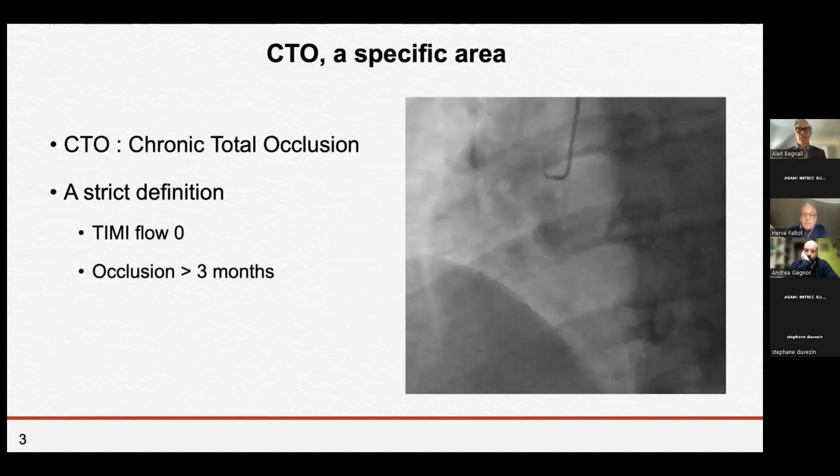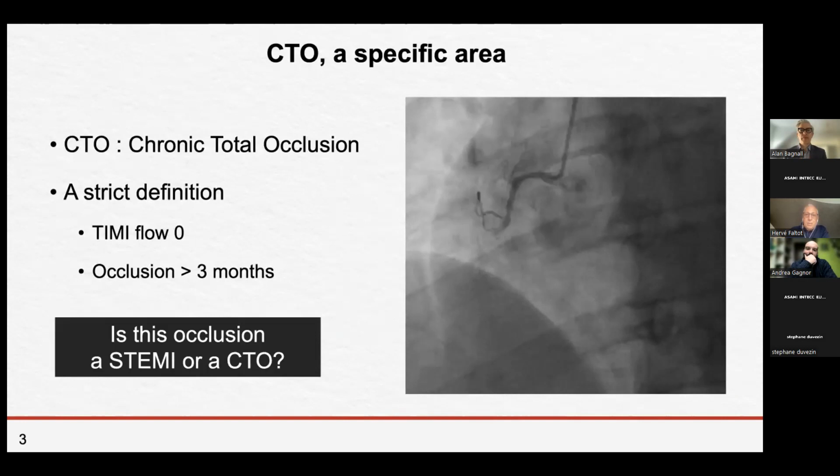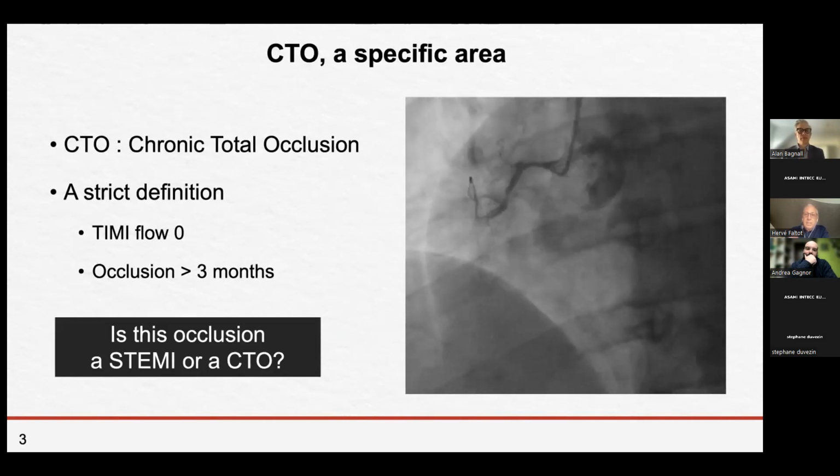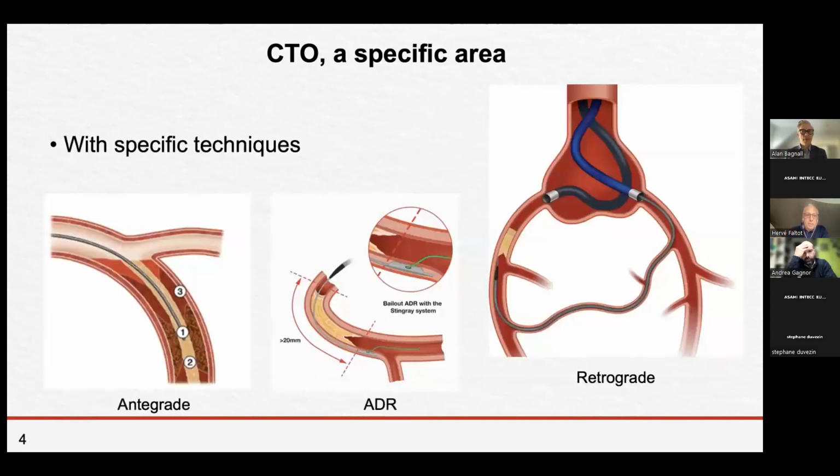To begin the session, I would like to specify that the CTO is a very specific area. CTO, chronic total occlusion, has a strict definition: no flow, a TIMI flow 0, with an occlusion that dates back at least 3 months. Sometimes you can have this kind of image in your run. And if it's a STEMI or a CTO, you will not be in the same context. You can have the same image, but not the same context.